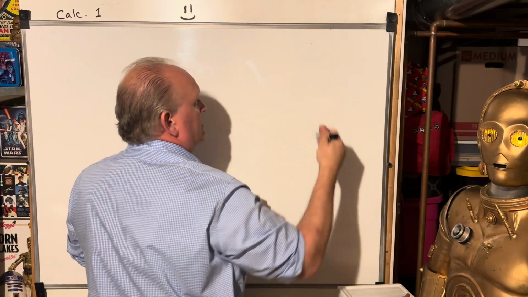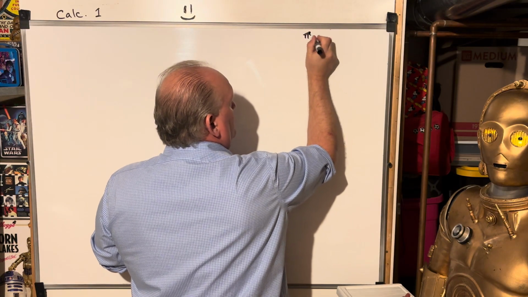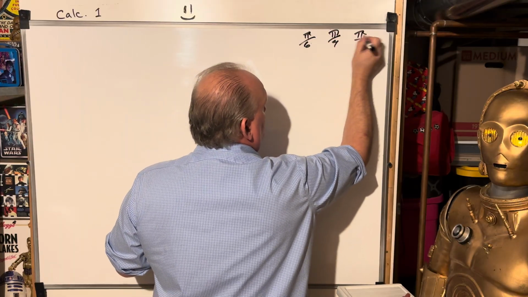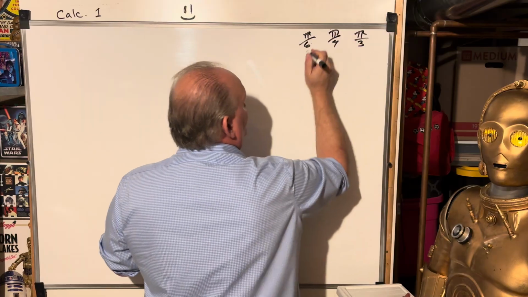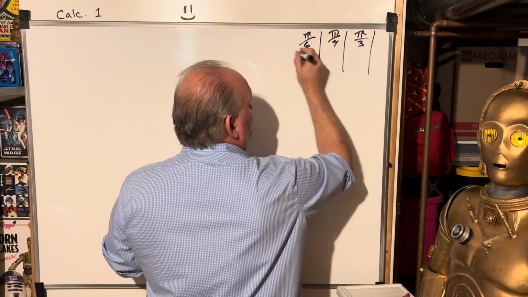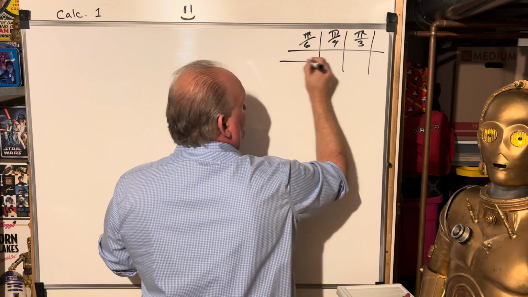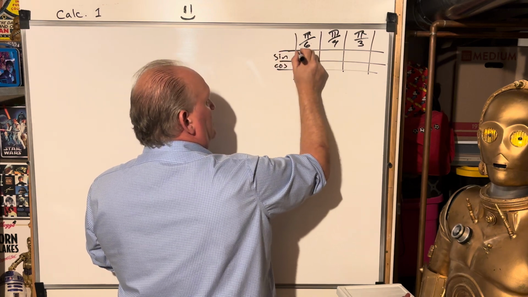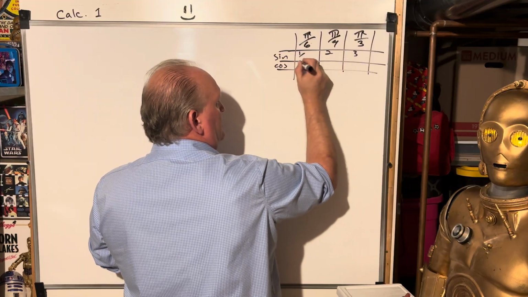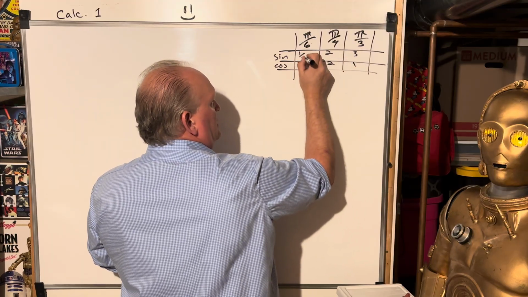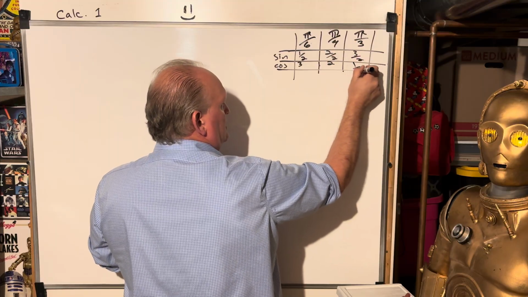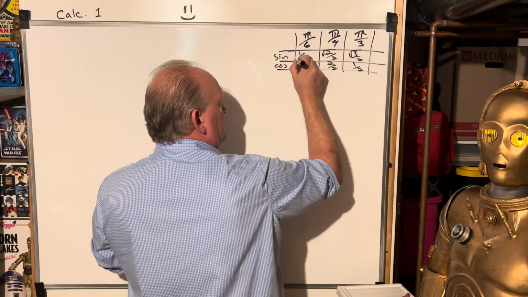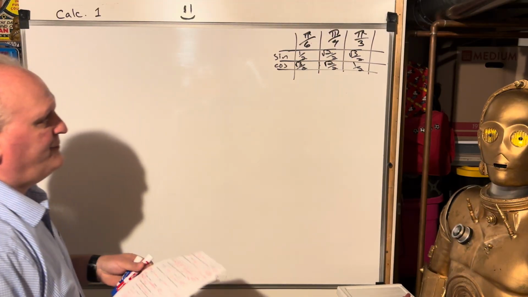So again, let's make that quick little chart here. Pi over 6, pi over 4, pi over 3. Sine and cosine, and 1, 2, 3, 3, 2, 1. Divide everything by 2. And square root the numbers that aren't 1.